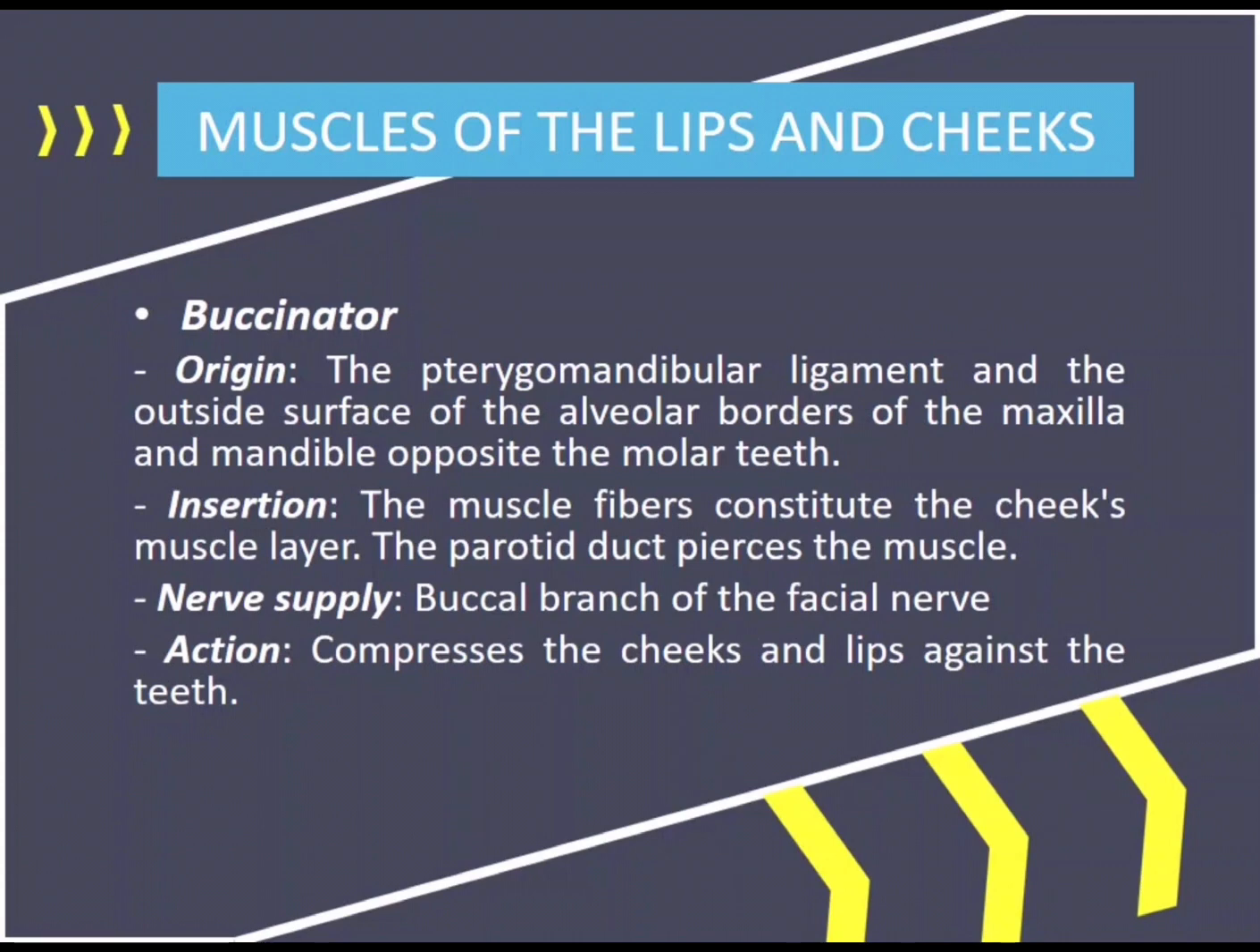The parotid duct pierces the muscle. The highest and lowest fibers continue into the upper and lower lips, respectively, without crossing. The buccinator muscle merges with the orbicularis oris muscle. The nerve supply: buccal branch of the facial nerve. Its action: compresses the cheeks and lips against the teeth.